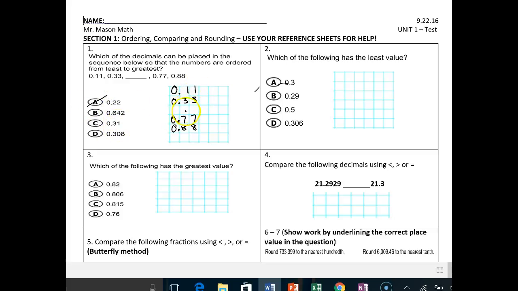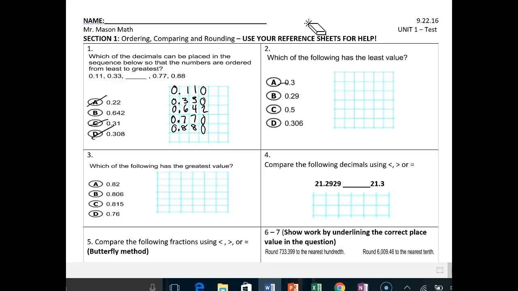I knew 31 wasn't going to work because 31 is smaller than 33, so that's not going to work. And 308, if I plug it in, it may look like it works, but if I plug in zeros here, 330, 308, it's still not going to work. So the only one that does work is 0.642. All right, and this keeps this in order from least to greatest.